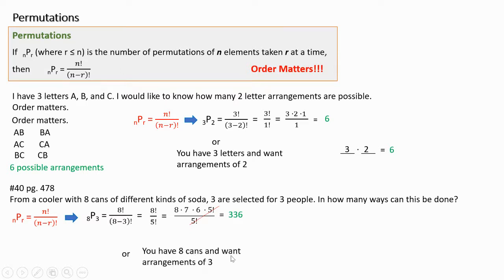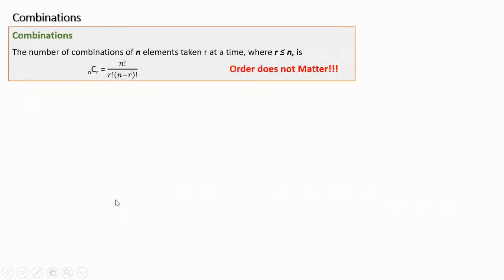Or you have 8 cans and an arrangement 3 at a time, so you're going to put 3 slots like that: 1, 2, 3. How many can go here? It's going to be 8, and then 7, and then 6. You multiply them out, you get the same answer. So this has 2 ways to get the answer, guys.